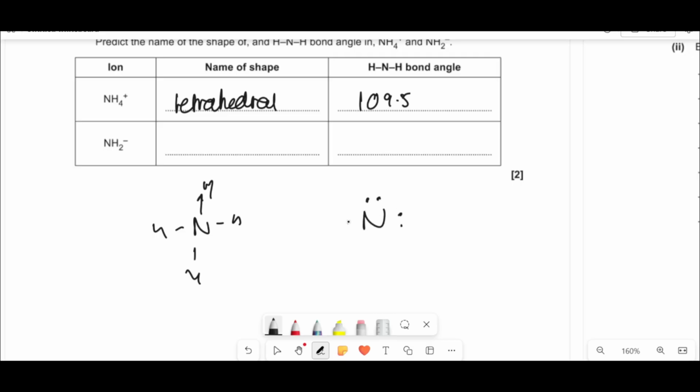For NH2 minus, N likes to chill in group 5. So 1, 2, 3, 4, 5, right? If it's H2, then 2 of them are gone for the H's, like that. That would be NH2, but it's NH2 minus, implying there's an extra electron in here. So we've got 2 bonding pairs and 2 lone pairs. 2 bonding pairs, 2 lone pairs means you've got non-linear or bent, and the angle is 104.5 degrees.